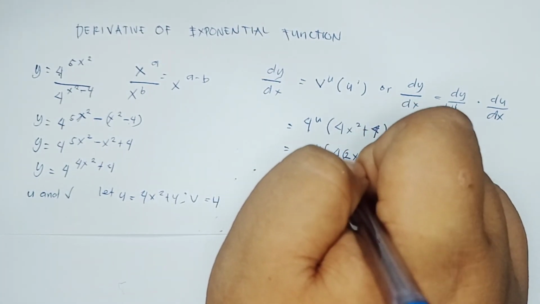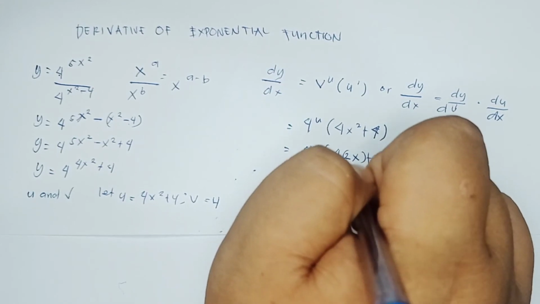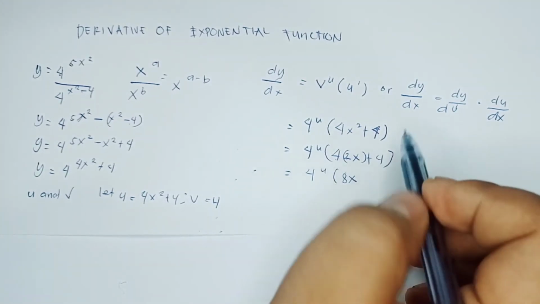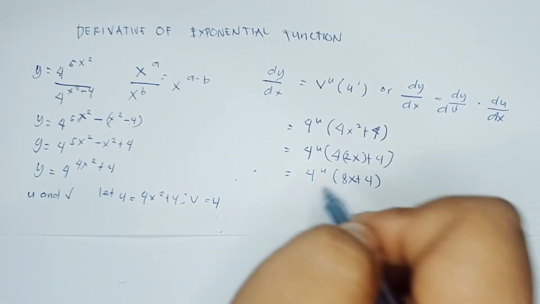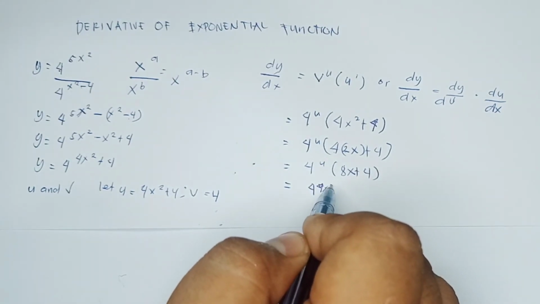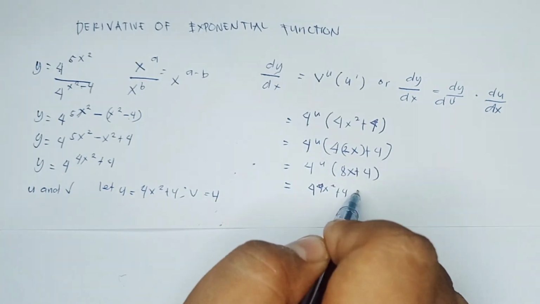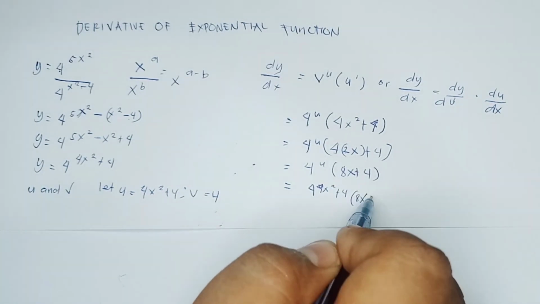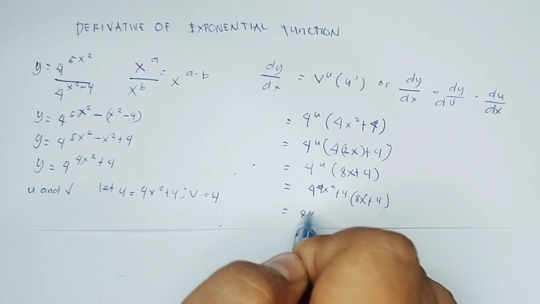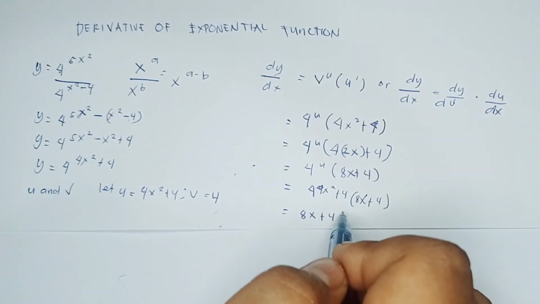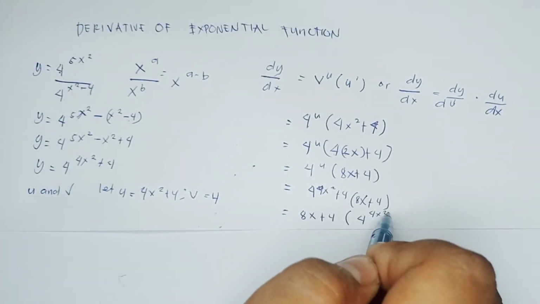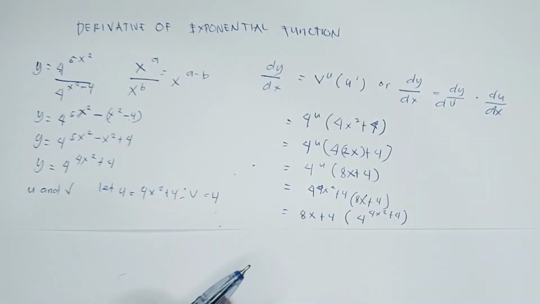For u, 4 times 2 is equal to 8x, or we need to distribute this one here, plus 4. The u is 4x squared plus 4 times the 8x plus 4. We can put 8x here plus 4, or interchange it, multiplied to 4 raised to 4x squared plus 4. Now, it's the final answer.